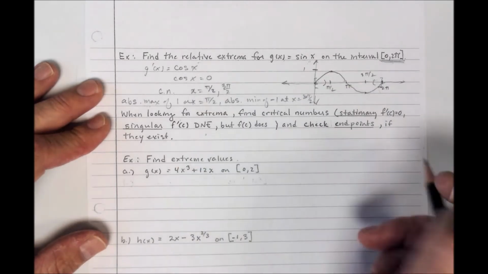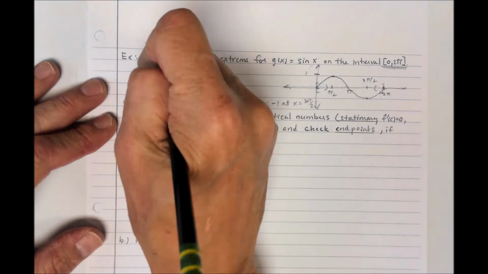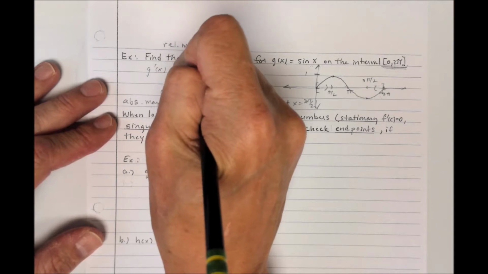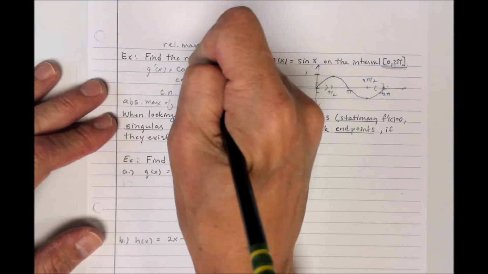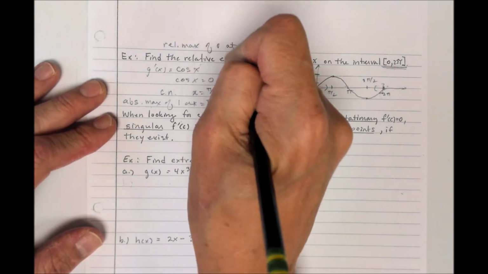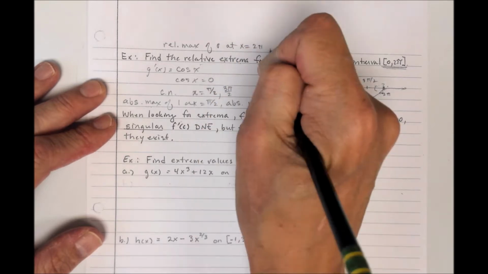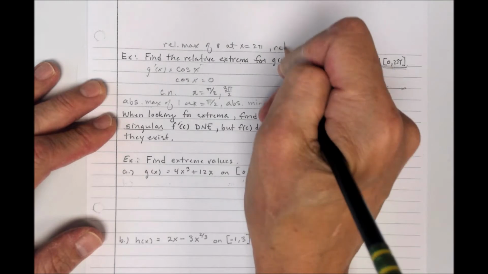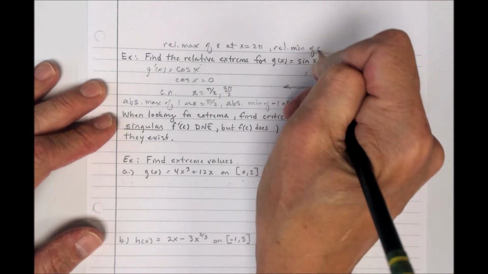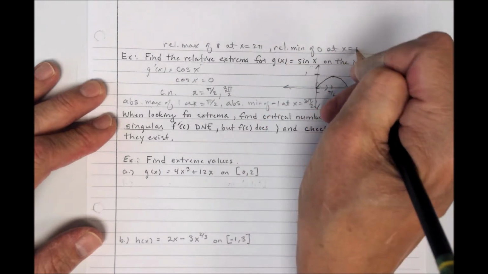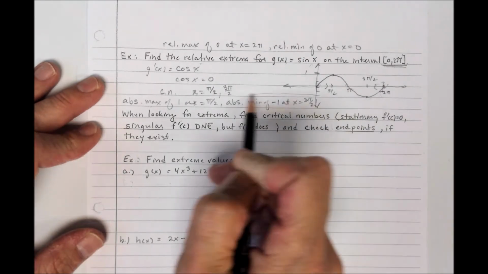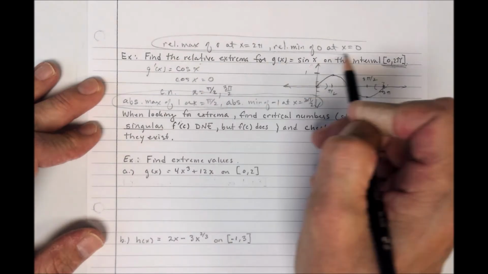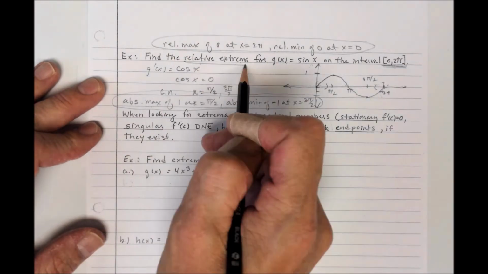I did not give myself enough space. I'm also going to have a relative maximum of 0 at x equals 2 pi, and I'm going to have a relative minimum down here, see how it slopes, comes down, a relative minimum of 0 at x equals 0. So I have all of this for this problem because it's asking for relative extrema.